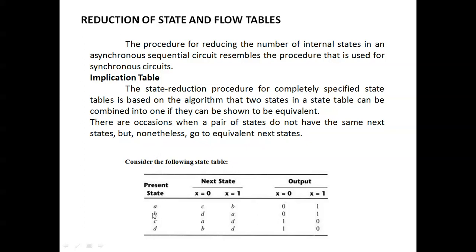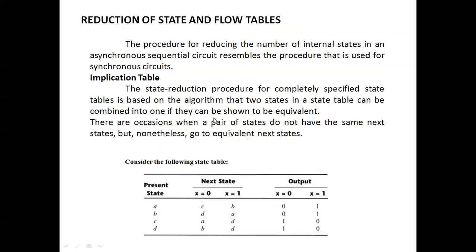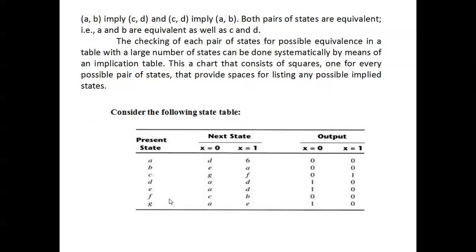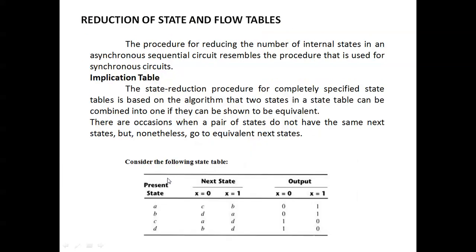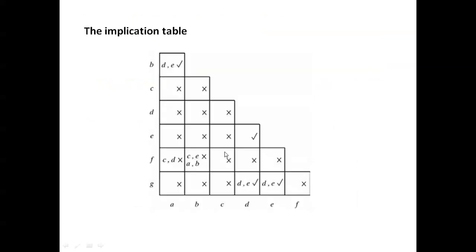This is the present state A, B, C, D, then the next state for x0 and x1, and the output for x0, x1. They are given. So A, B implies C, D. Consider the following state table with four states, or eight states, 0 to 7. If there are four states, what is the state table, and if there are eight, what is the table? So it's an implication table.